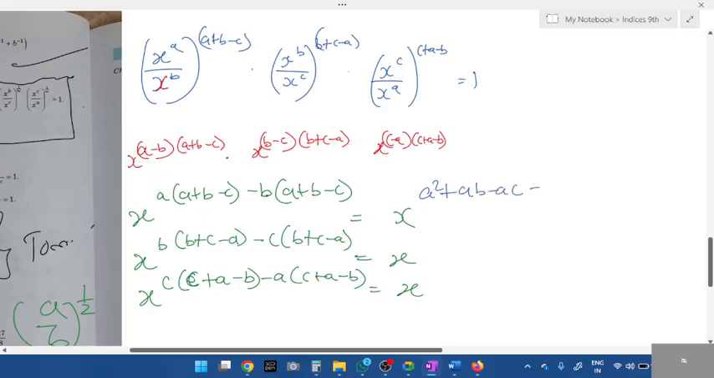Open the bracket, students. What is minus a into b? Minus ab. What is minus b plus b, students? Minus b into plus b is minus b square plus cb. Yes.